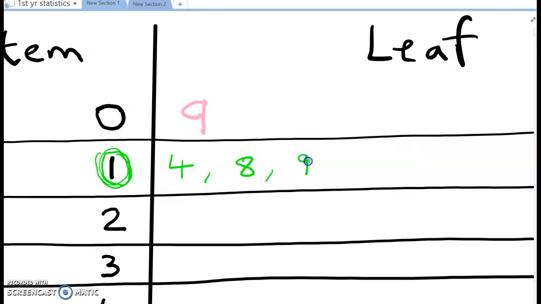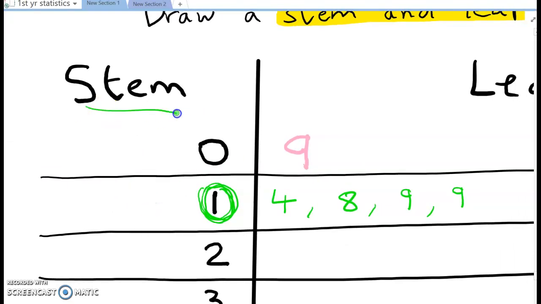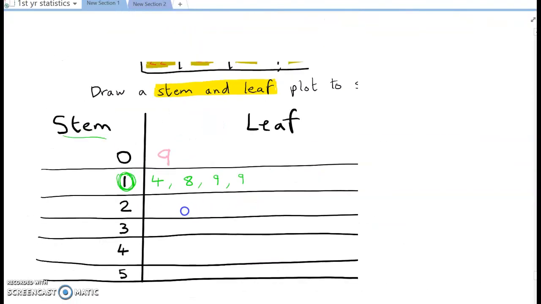14, 18, 19, 19. I don't need to put the 1 in front of all of them because it's here. The 1 is my stem. That's what you call the stem. Okay? Are we getting it?